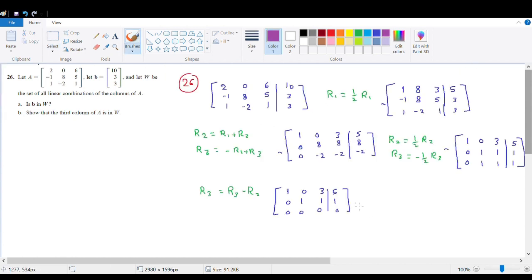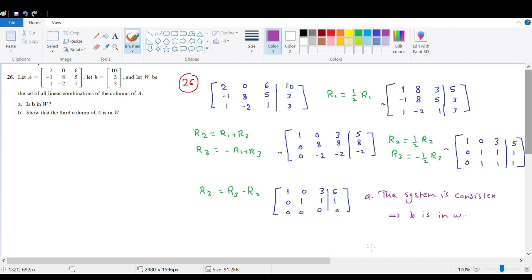After doing row operations for this matrix, we see that the system is consistent. From here, that means B is in W.